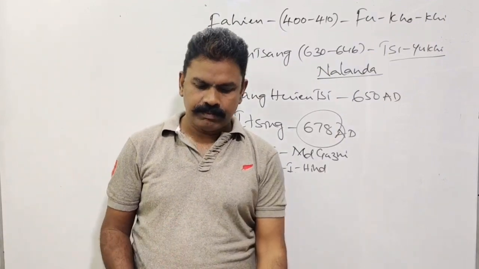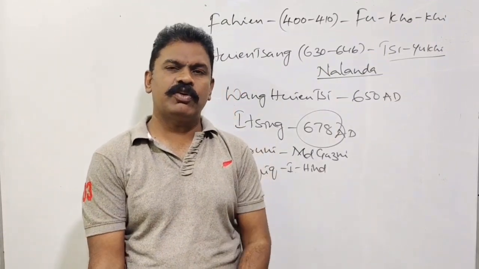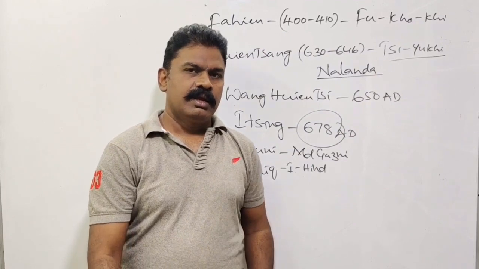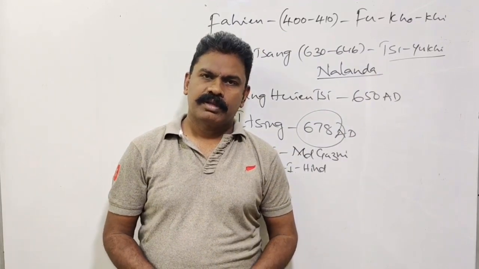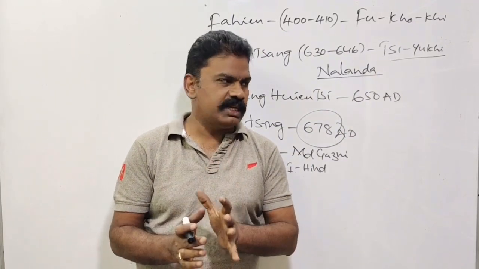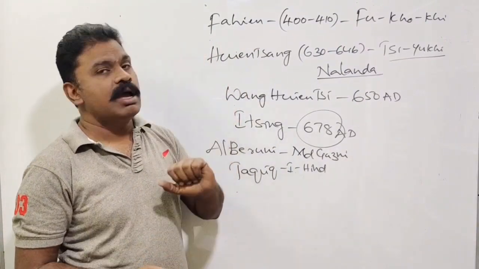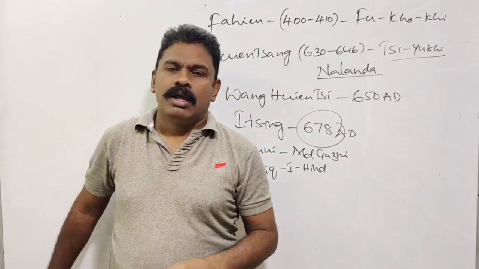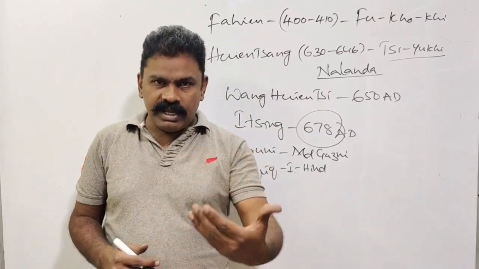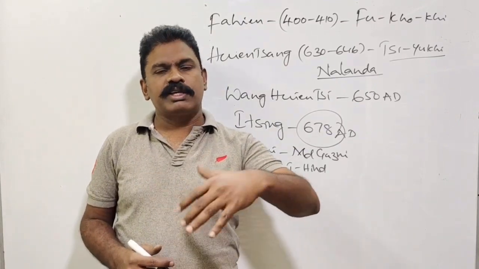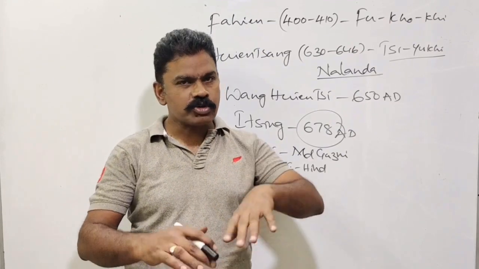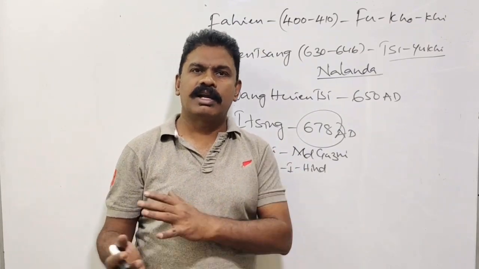So like this, different foreign writers came to India. They gave information about Indian tradition and the Indian system. For example, according to Fahien, in all the villages people won't lock their houses. And most of the Indians are non-vegetarians.